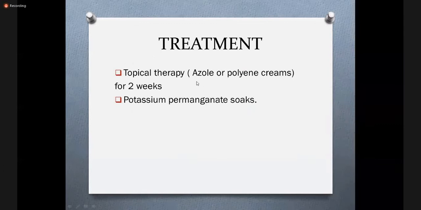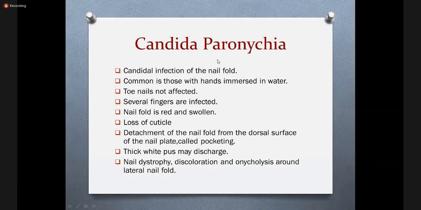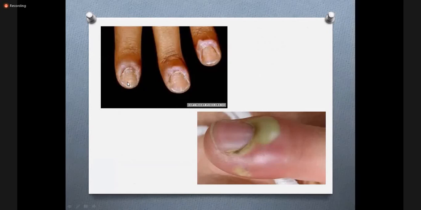Okay, now candidal paronychia is a candidal infection of the nail fold, common in those with hands immersed in water. Toenails are not affected; several fingernails can be affected. The nail fold is red and swollen. There is loss of cuticle, and detachment of the nail fold from the dorsal surface of the nail plate, called pocketing. Okay, thick white pus may discharge, and there may be nail dystrophy, discoloration, and onycholysis around the lateral nail fold. Okay, now this is paronychia, as I discussed earlier.